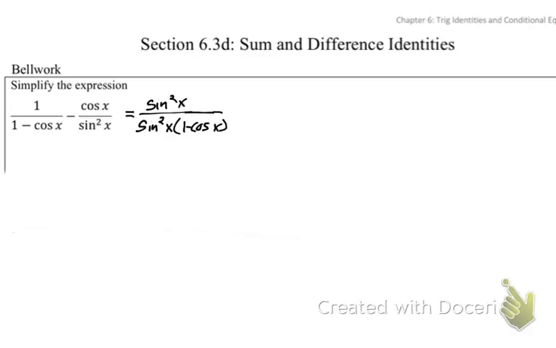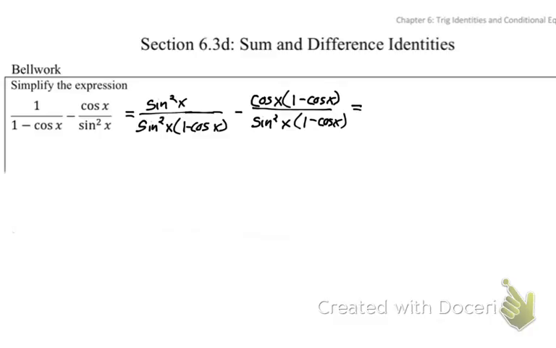Now I'm going to take the other denominator, 1 minus cosine x, and multiply it by the other fraction. That's going to turn into cosine x times 1 minus cosine x. And on the bottom, just like we wanted, is going to be sine squared x times 1 minus cosine x. Now, pushing these two fractions together, I'm going to distribute that cosine just because I know what's going to happen.